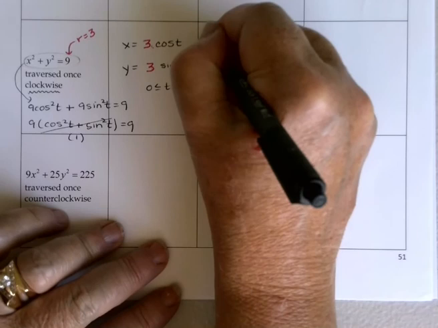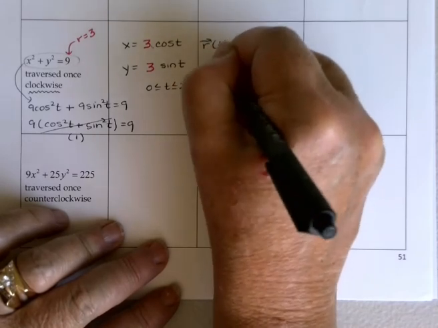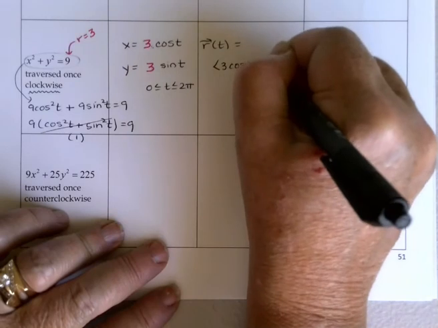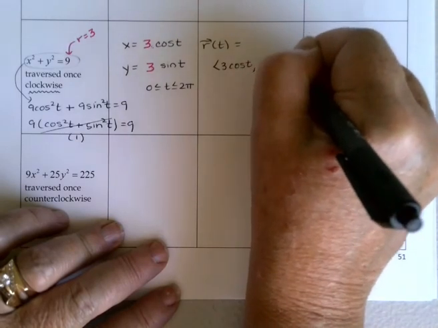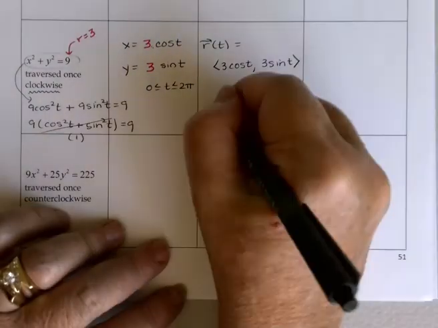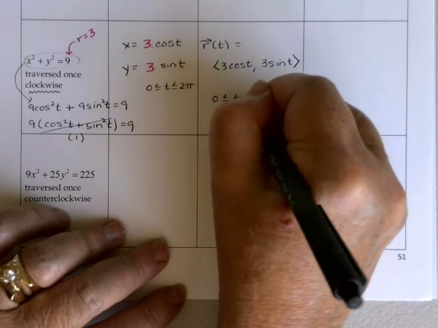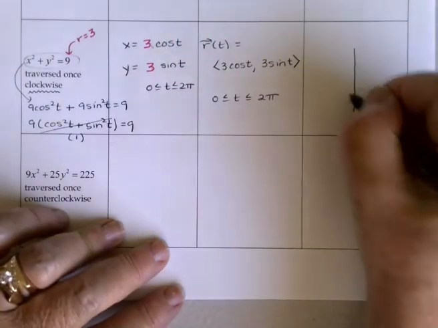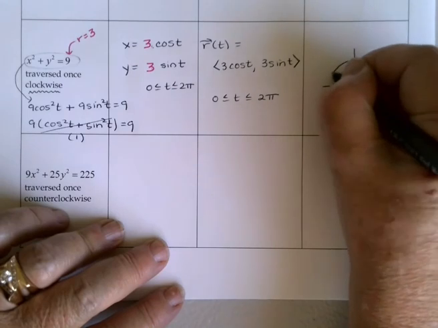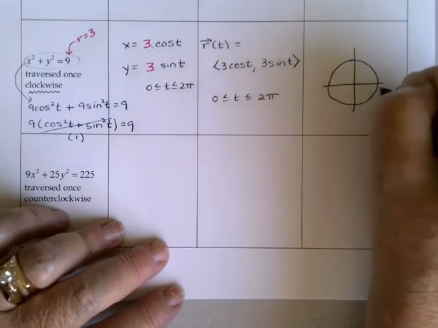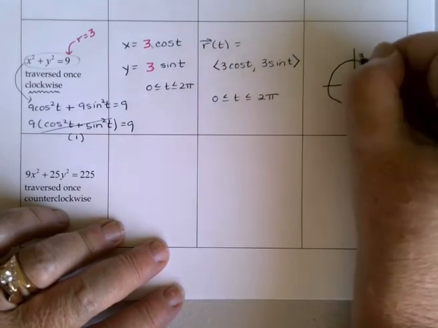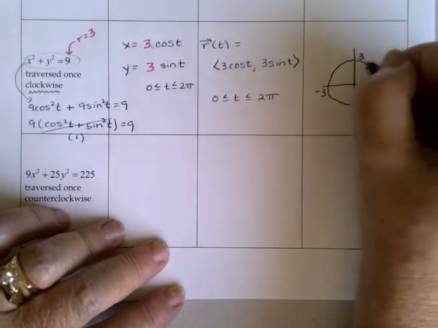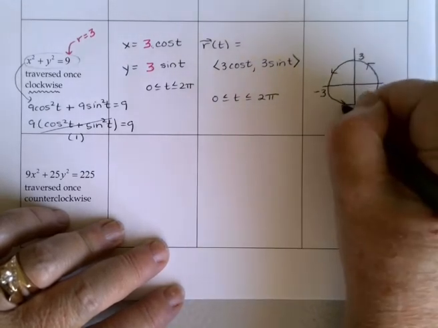All right, we'll put that in vector valued form. 3 cosine t, comma 3 sine t, again with the t values going from 0 to 2 pi. And as far as a picture, it's just a circle of radius 3. And we are going around counterclockwise.